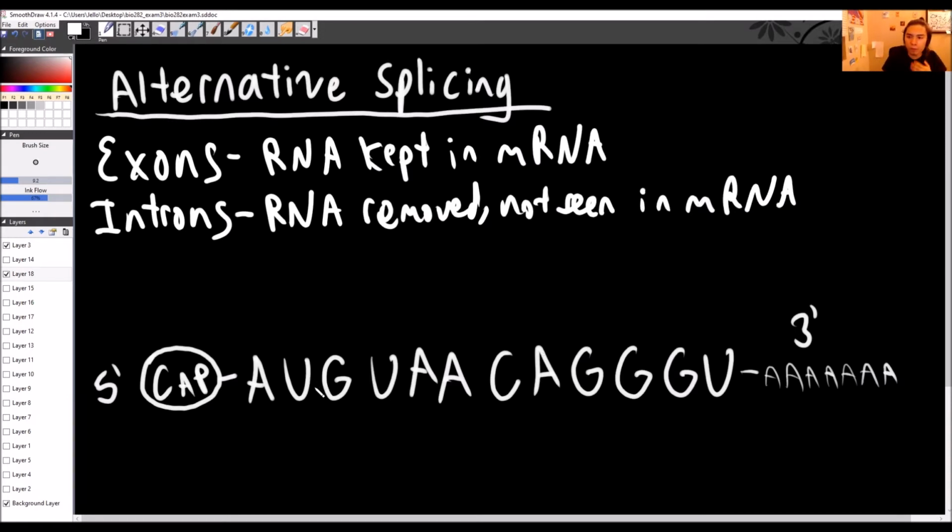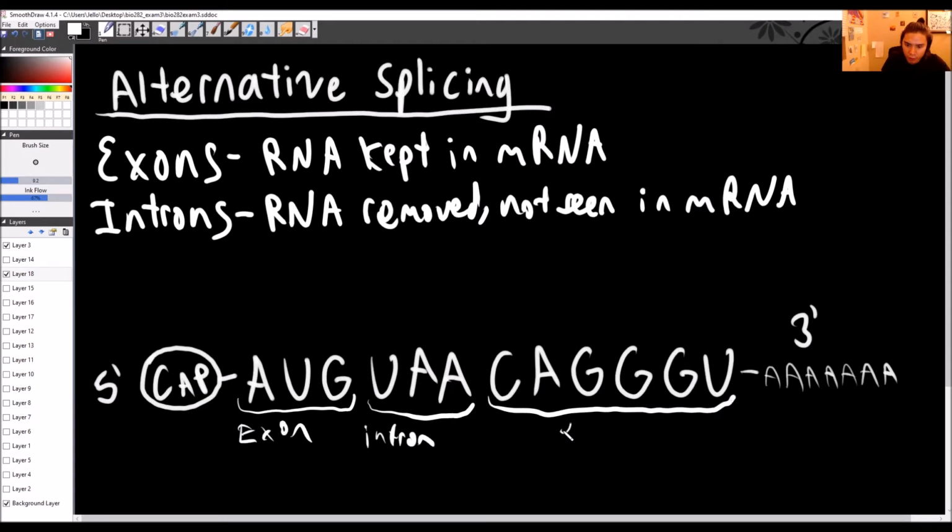Okay, so this is a model of an RNA that was transcribed, and it is not yet that mRNA. We added that 5' cap and we added the 3' tail, but we didn't do the splicing yet. Let's say that this is our intron, and that this is our exon, and that this is another exon. Okay, what does this mean? This means that the intron is what we want to remove, and the exons are what we want to keep.